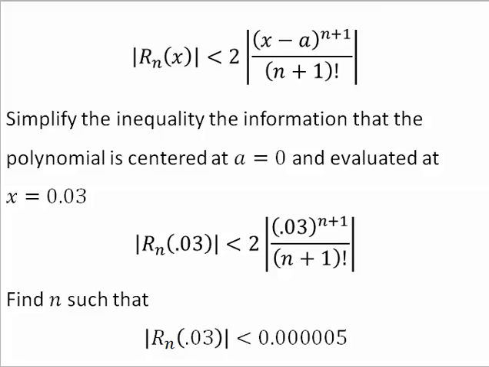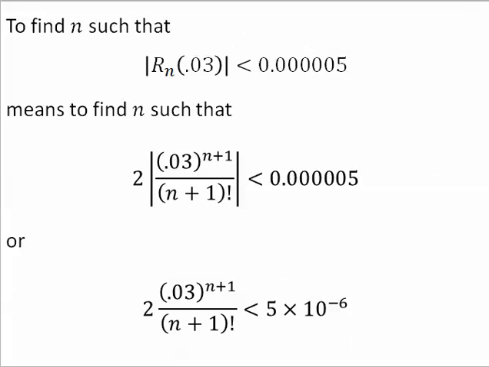Let's see. X minus a. Well, a is equal to 0, x is equal to 0.03, and so this is what I get. Now, I want that to be less than, how many zeros is that? 0.00005. And I'm going to write it in scientific notation. Whoa, what happened to the absolute value sign?